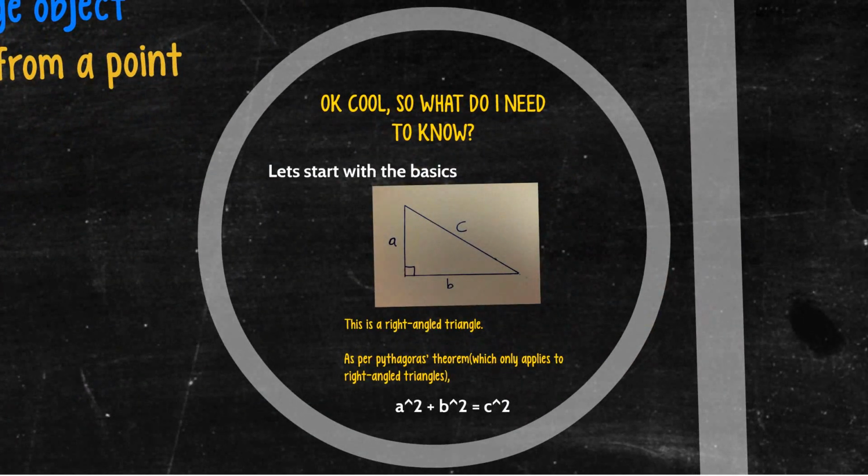So, let's start off with the basics. The triangle you see here is a right-angled triangle. And as per Pythagoras' theorem, which only applies to right-angled triangles, we can say that a squared plus b squared is equal to c squared.